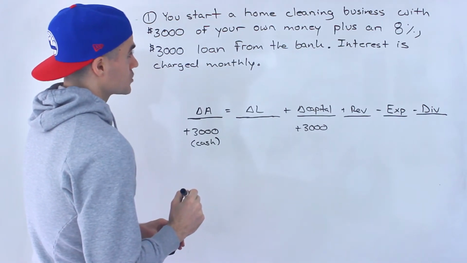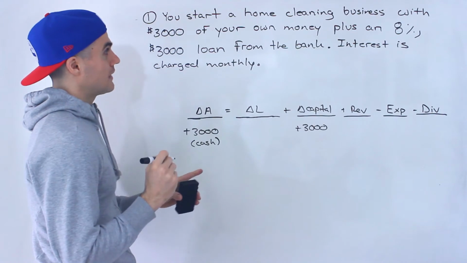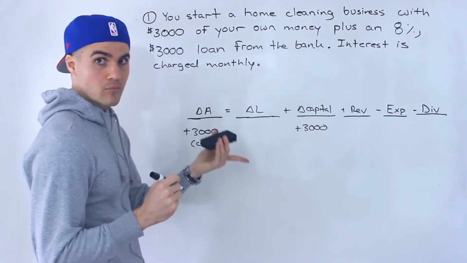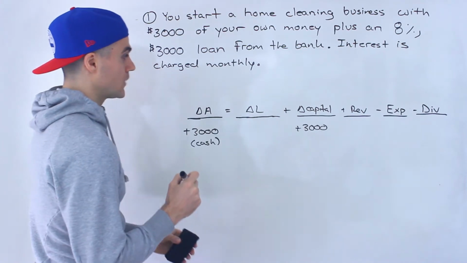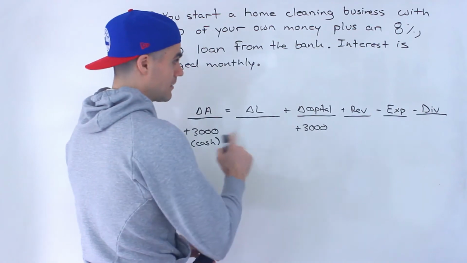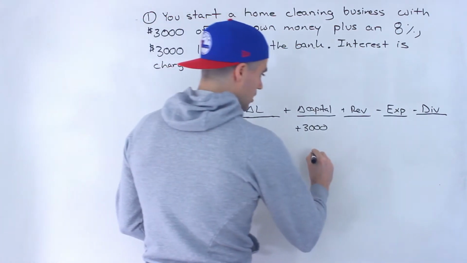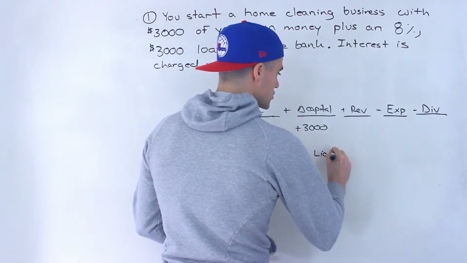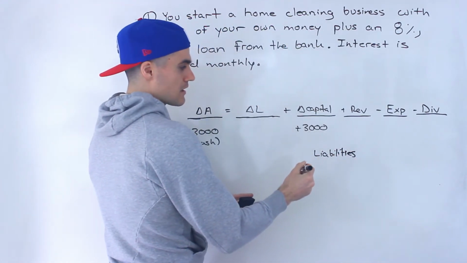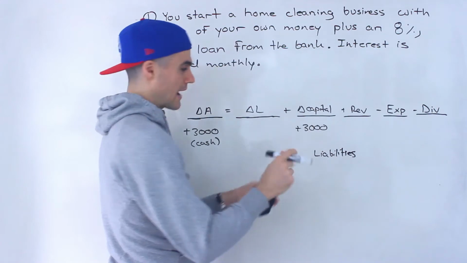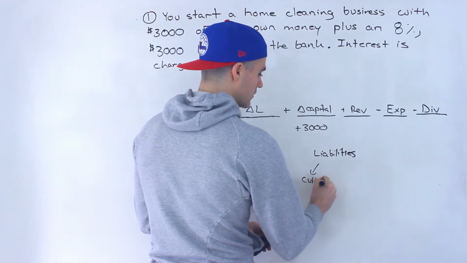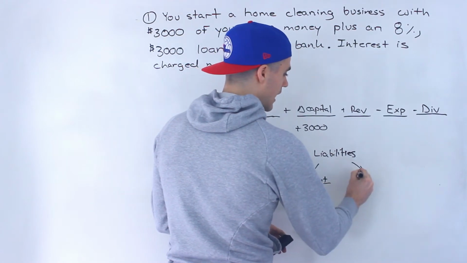And then we're told that we're taking a loan, an 8% $3,000 loan from the bank. And so we know that that's going to be a liability. And actually before inputting that, I just want to talk about liabilities for a sec in general. So in general, liabilities are going to be broken down into two categories. They're going to be current liabilities and then non-current.